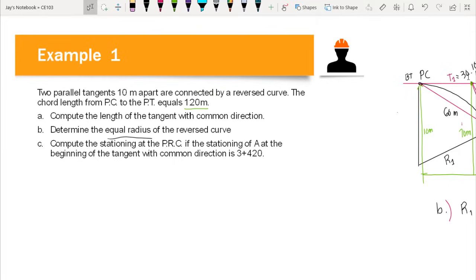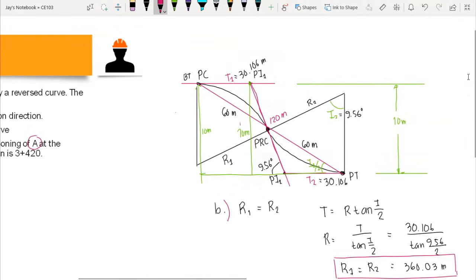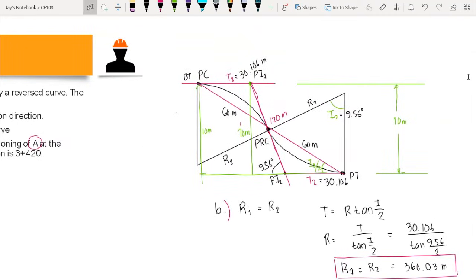the stationing of A at the beginning of the tangent with common direction is 3 plus 420. So we do not know yet where the location of A is, but we have this condition here that this is at the beginning of the tangent with common direction. So therefore, our A here is at this point, or at PI1. Okay? So this is our A, which has a station of 3 plus 420.